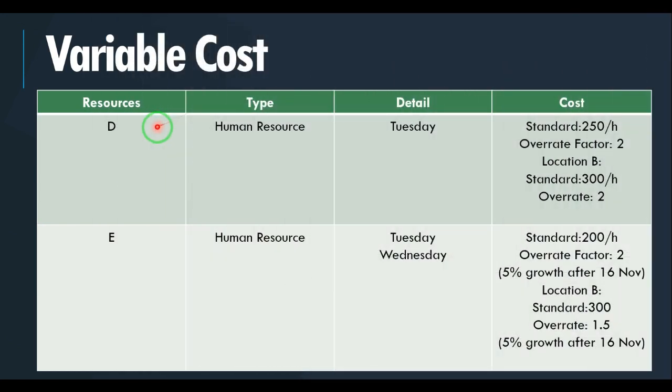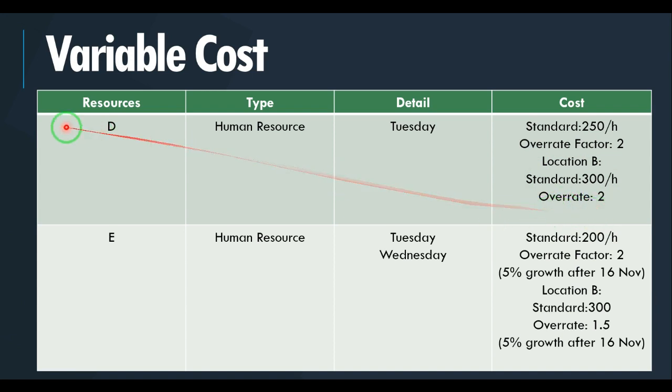Consider a scenario in which we have variable costs, for example, for two resources, resource D and resource E. For these two resources, based on the project policy, we have two kinds of costs. For example, imagine that the standard and overhead factor, which we defined in previous sections, were for all locations except location B. And location B, in terms of the special circumstances, has a different standard and maybe a different overrate.